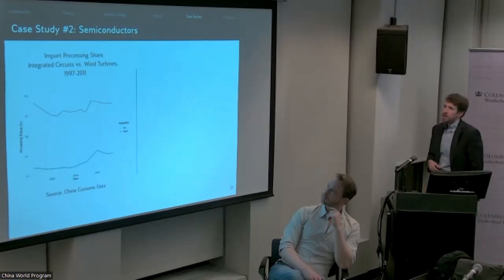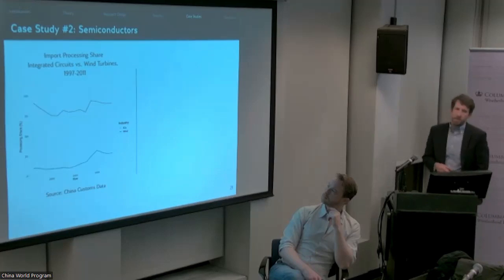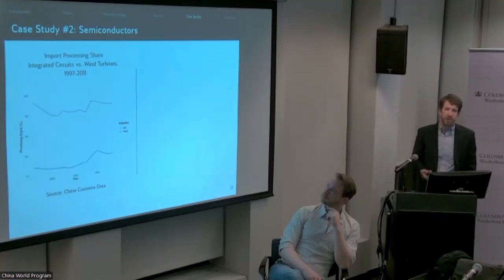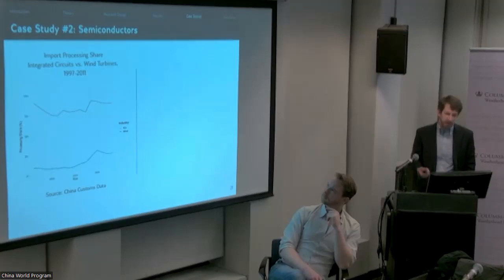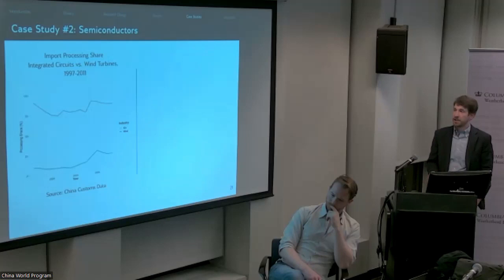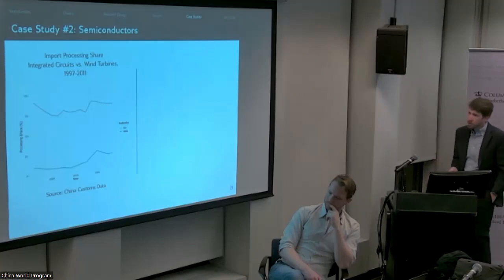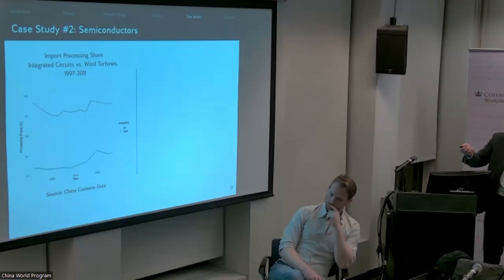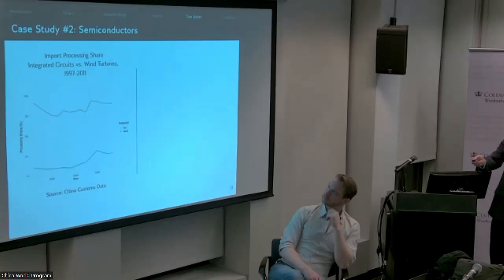Okay, so I then look at semiconductors to tease out the relationship between value chain position and the non-use or the sparing use of these policy tools in otherwise strategic high technology sectors. And what this figure shows, it's a little small here, is the top line is the share of imports tied to export processing trade over time in semiconductors. The bottom line is the corresponding share for wind turbine technology.